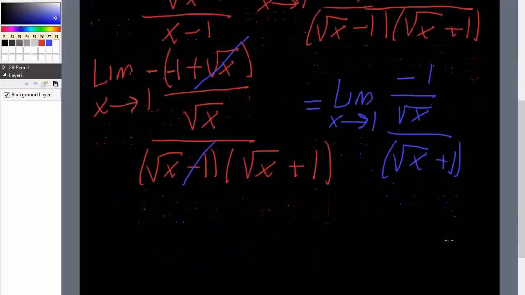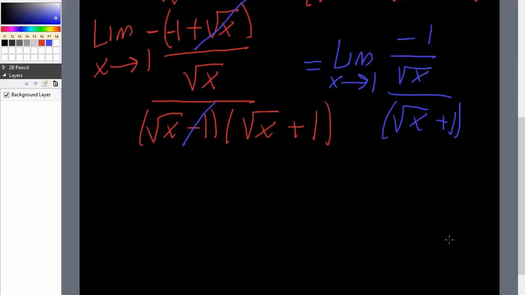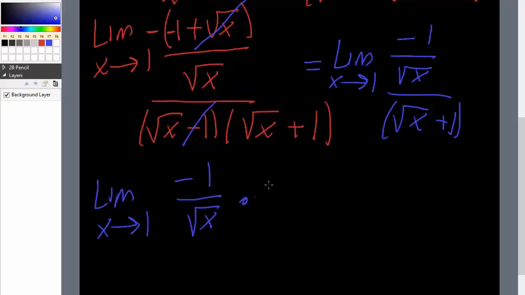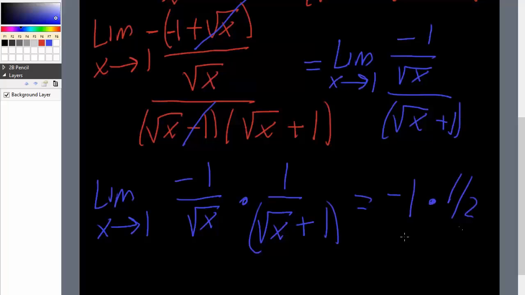So let me scroll down, get some more space. And okay, so now we need to devise a way to make it more clear. So limit as x approaches 1, we have negative 1 divided by square root of x, and we can say here we have 1 divided by square root of x plus 1. And now we simply insert our 1 in. So we'll get negative 1 times 1/2, and therefore our answer for just our slope of the tangent will be negative 1/2.